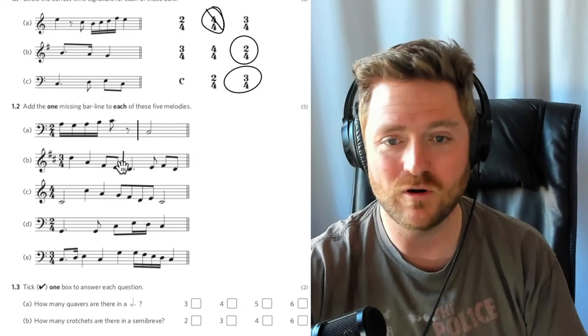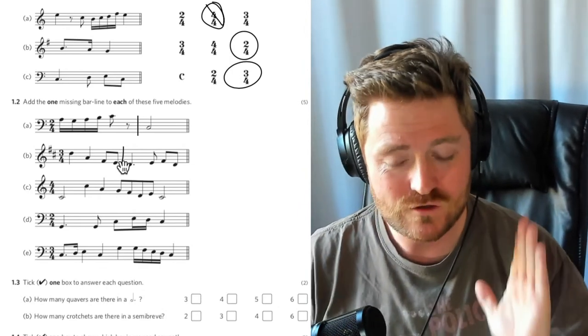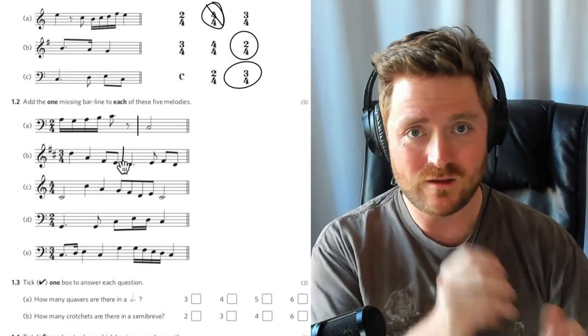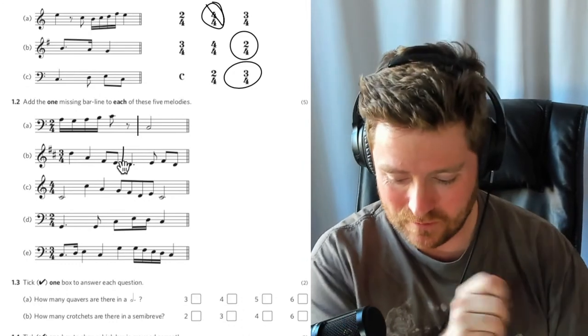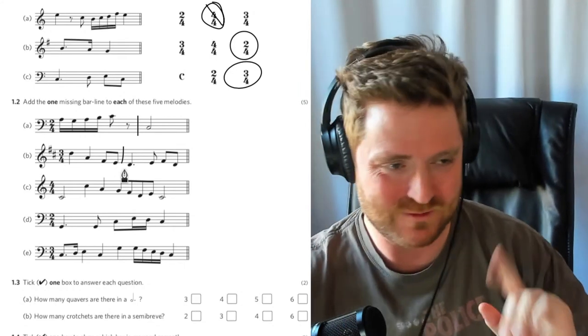Now I should be using a ruler. Obviously, I'm using a mouse here. If you're drawing all these in on paper, do please consider using a ruler, use a pencil, and use an eraser. Use a rubber, okay? Pen is not the thing for music theory. Trust me on this one.